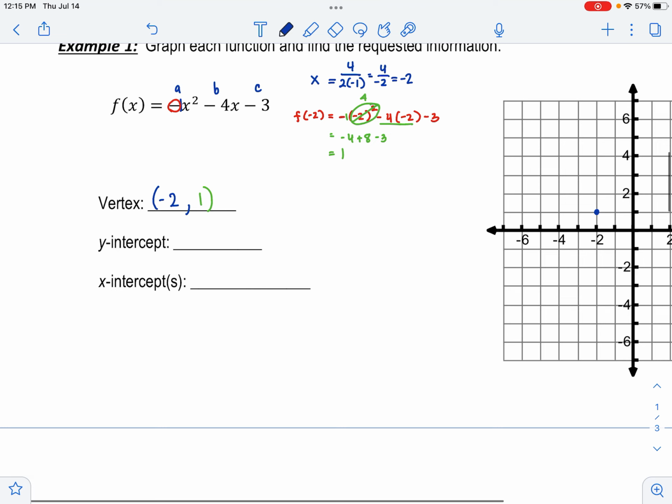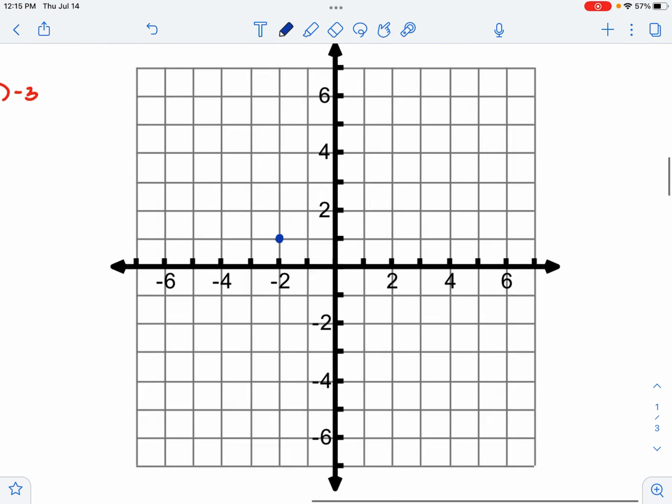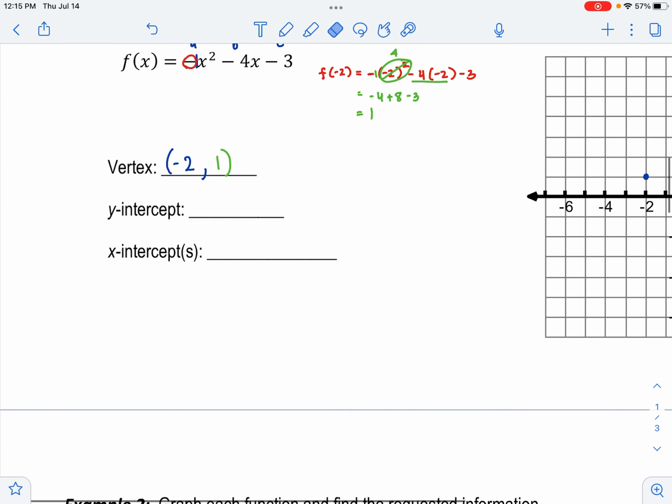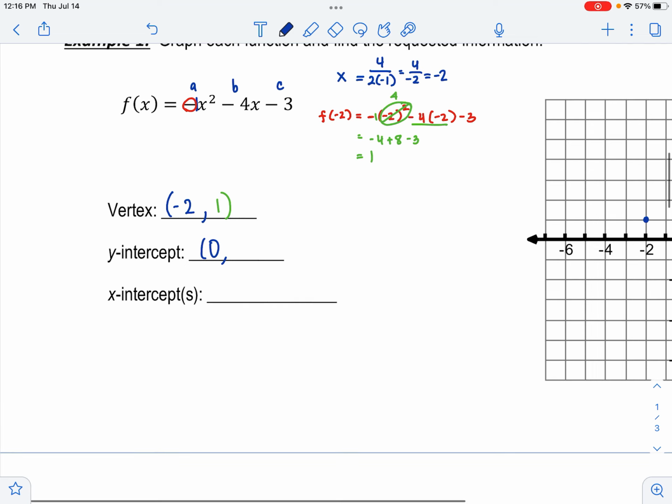All right, now we need our y-intercept. Remember what a y-intercept is. Our y-intercept could be like (0, 5) or (0, 3) or (0, 1.5), but it's always 0 comma something. So we already know the x value, it's 0. And once again, if we have an x value, we can get a y value by plugging in that x value. So let's go ahead and get that y value.